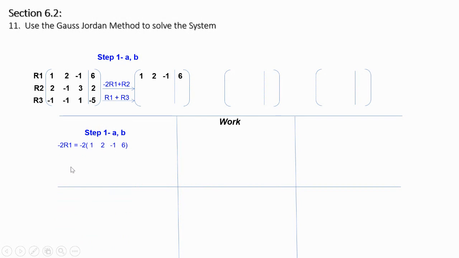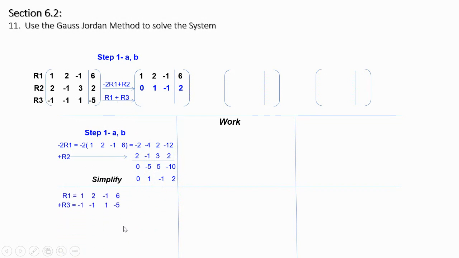So it's my step 1. So that's what negative 2 row 1 gives us: negative 2, negative 4, 2, and negative 12. Plus row 2, we just bring row 2 down, and when we add them, 0, negative 5, 5, and negative 5. Here, guys, everything can be divided by -5, because if we leave it like that, the work will be much harder. So we always simplify as we go along. We divide everything by -5, so we get 0, 1, -1, and 2. That's my new row 2.